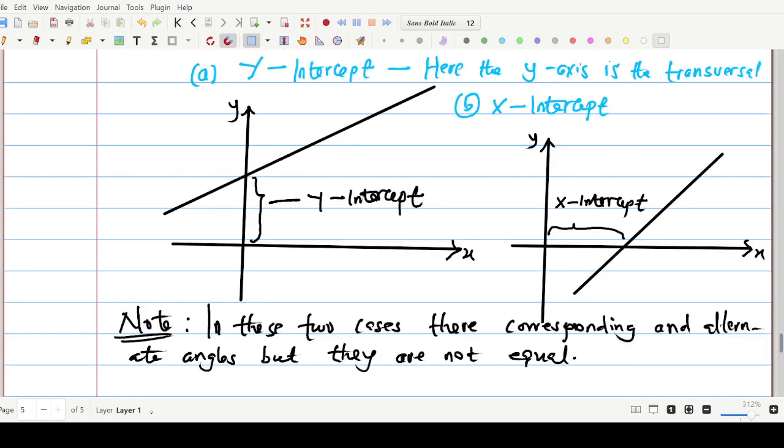Now look at a second version here, but this time around the transversal is taken to be the x-axis. Can you see that here? This is the x-axis, that is the transversal. Now a portion of it is captured by the y-axis and this given line here. This portion is called the x-intercept because it's a portion of the transversal called the x-axis. So this is the x-intercept. So summarily, an intercept is a portion of a transversal that is cut off by two other lines. All right, that is a line intercept.